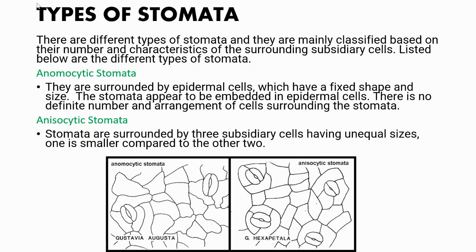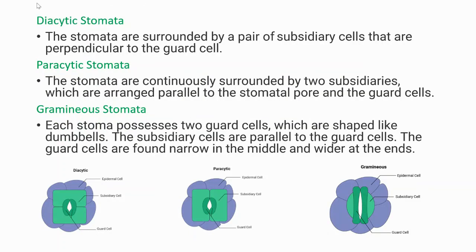Anisocytic stomata. Stomata are surrounded by three subsidiary cells having unequal sizes. One is smaller compared to the other two. Diacytic stomata. The stomata are surrounded by a pair of subsidiary cells that are perpendicular to the guard cell. Paracytic stomata. The stomata are continuously surrounded by two subsidiary cells which are arranged parallel to the stomatal pore and the guard cell.